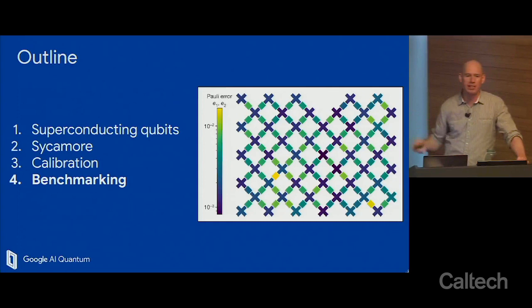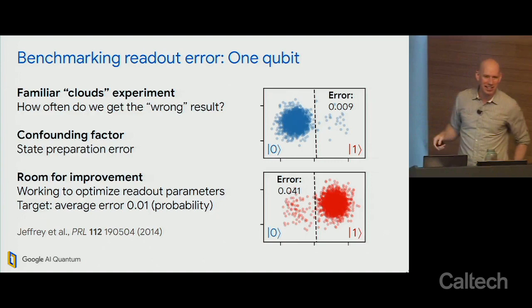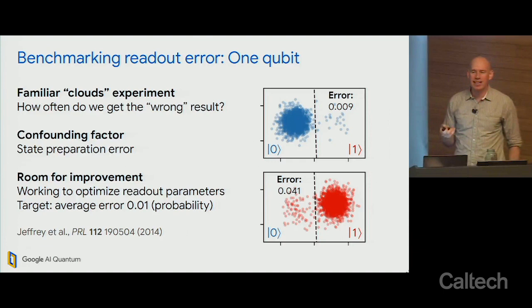I'll talk about this in two separate parts. The first will be about readout, and then we'll talk about gates afterwards. So readout, you all remember the readout clouds. I think you're all friends with these by now. But the question that we have from a benchmarking point of view is, how often do we get the wrong answer? So suppose we are looking at just the zero state data.